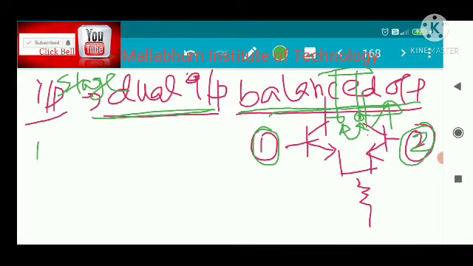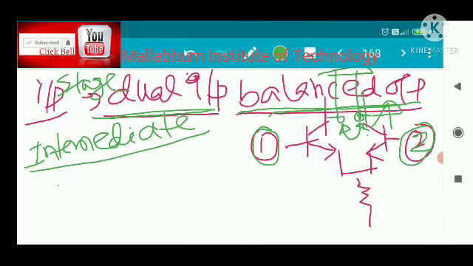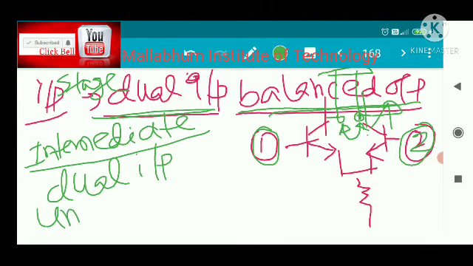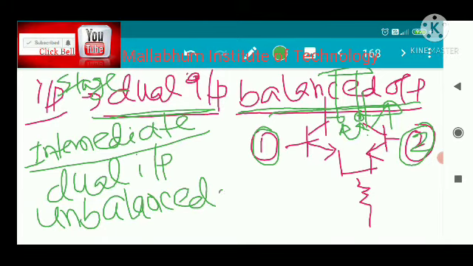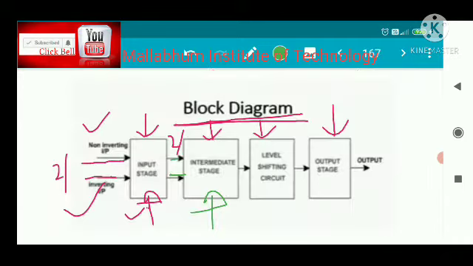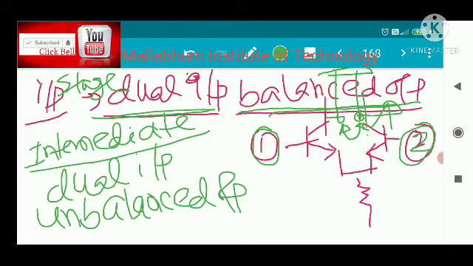So in the intermediate stage there is dual input and unbalanced output. What do you mean by unbalanced output? Dual input has its own meaning. There is one output, you can see there is one output, but in the previous case there are two outputs, you can easily identify from this diagram. So I'm just removing this.